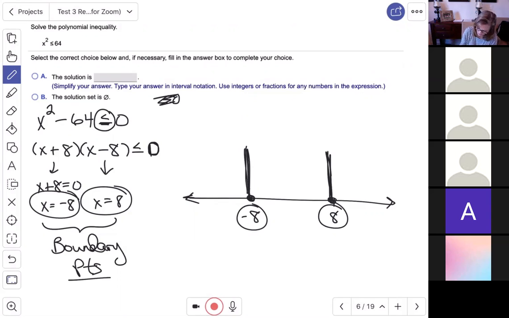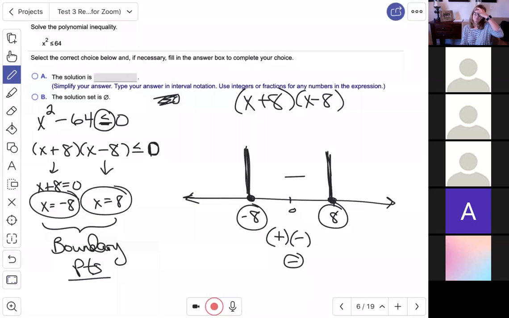So now we're going to test our region. Test each region, and remember, this is what we're plugging it into. Let's say x minus 8. So pick a number. Well, the easiest one, right in the middle, I can pick 0. It doesn't matter what order that you test it. If I plug in 0, I get 0 plus 8 is 8 times 0 minus 8. So I have positive times a negative number is negative. So that whole interval is negative.